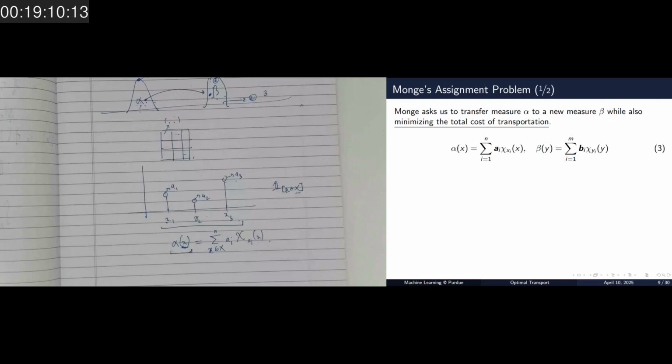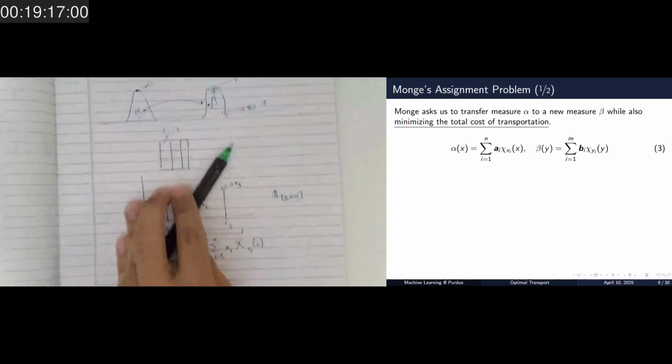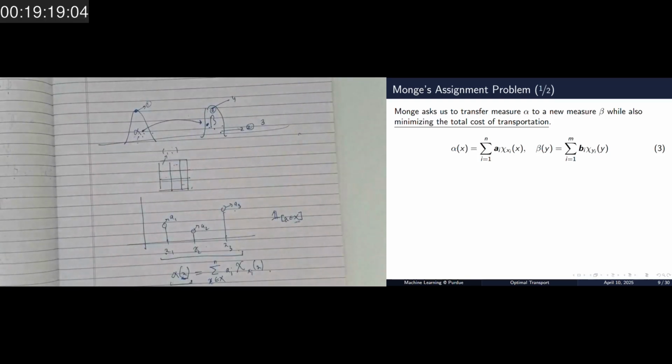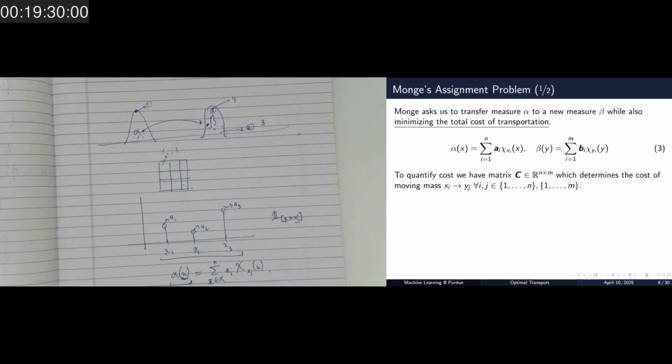Okay. Alright, so let's get to the actual problem itself. Monge now asks us to transfer measure alpha to a new measure beta, effectively this thing that we had discussed earlier, while also minimizing the total cost of transportation. We represent alpha and beta both as discrete probability measures, and now we also introduce the notion of the cost.